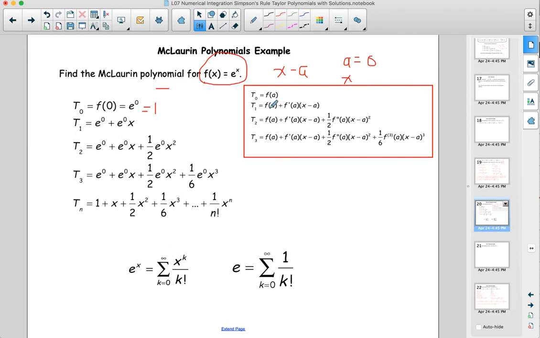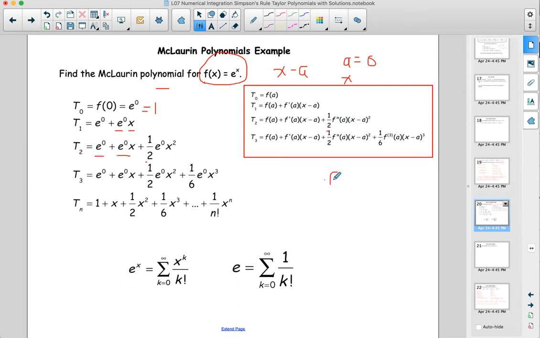And then for the second one, we need our e to the 0, which is 1, plus the derivative is going to be e to the x, but we need that at 0. So that's going to be e to the 0 times x. There's our Taylor naught. There's Taylor 1. And then what we're going to add to that is 1/2.